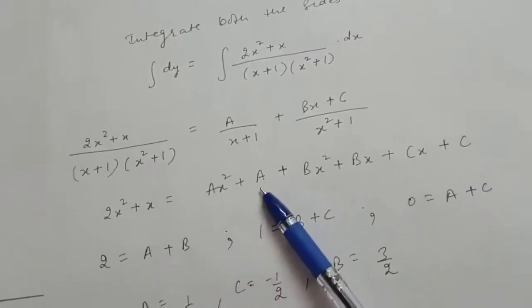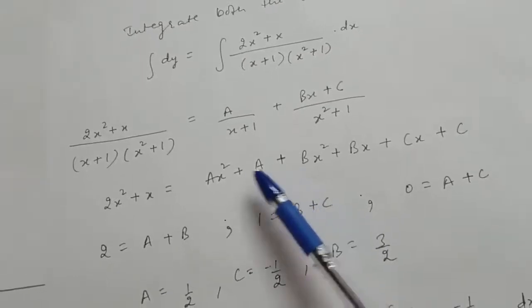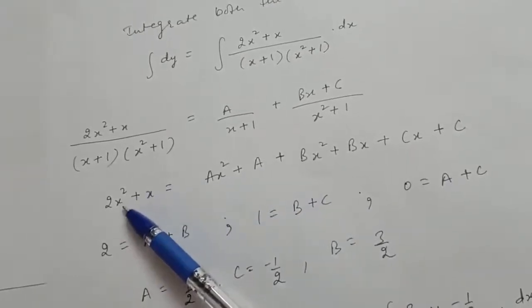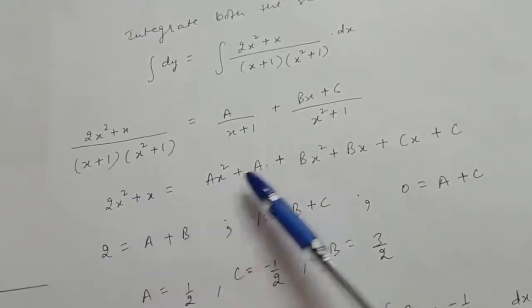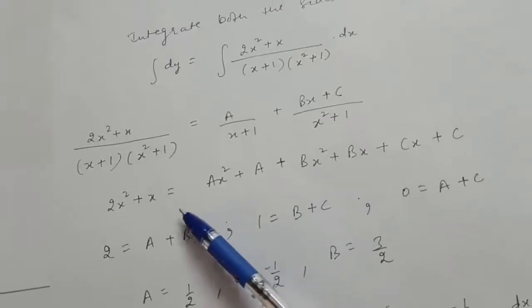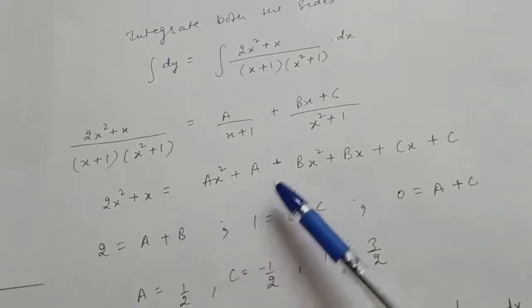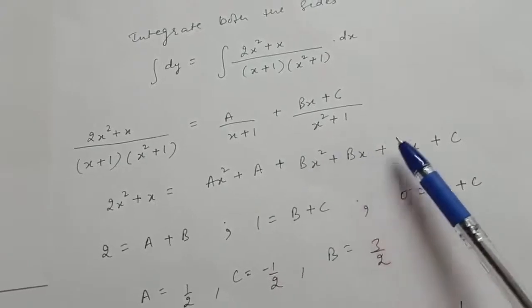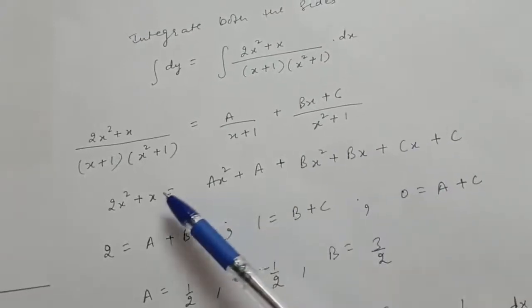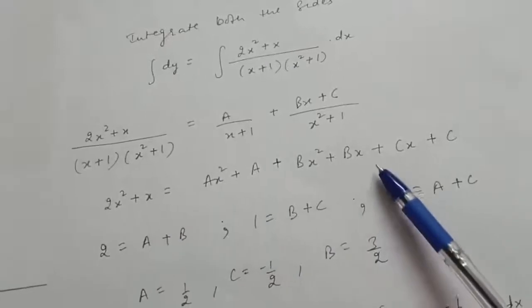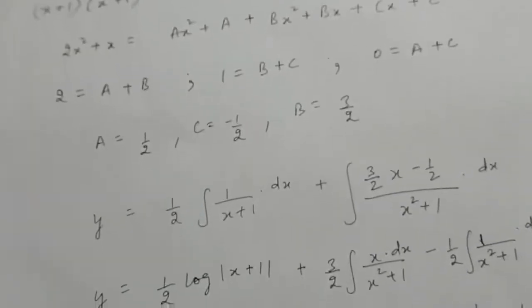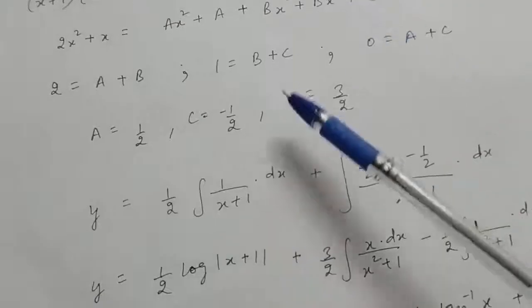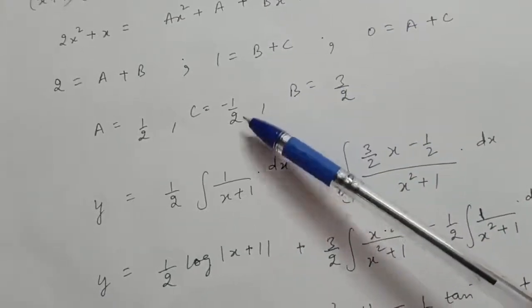From here, find the values of a, b and c by comparing the coefficients. So coefficient of x square on this side is 2 and from here coefficient of x square is a plus b. From here the coefficient of x is 1 and from here the coefficient of x is b plus c. The constant term on this side is 0 and here the constant term is a plus c, right? Now when you solve these three equations, you will get the value of a as 1 by 2, b as 3 by 2 and c as minus 1 by 2.